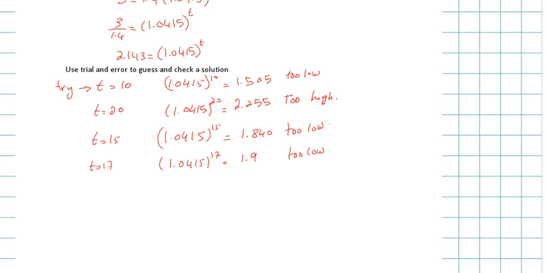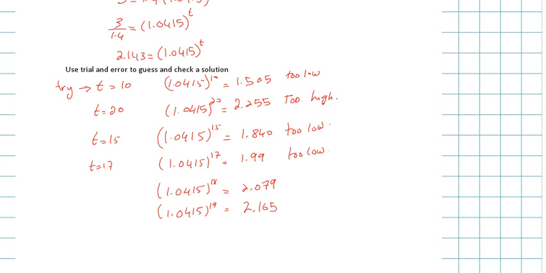18. If you plug in 18, what do you get? 2.07. Okay, that's still too low, right? Because I'm looking for 2.143. 19. What do you get when you have 19? 2.165. Oh, we are almost there. So 19 is too high, 18 is too low. So it's between the years 18 and 19, 18.5.